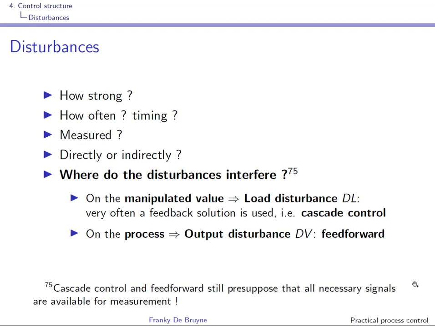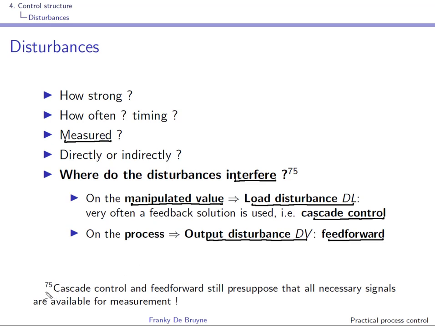Well, for the disturbances, there are several questions that we can ask, but the 2 most important ones are these: are the disturbances measured, right, directly or indirectly, but most importantly, where do the disturbances interfere with the process? If it is on the manipulated value, on the input of the system, then you know that this is a load disturbance, right? And then feedback can be used to reject the disturbance, and this will lead to a cascaded control solution. If the disturbances are acting on the output of the process, we speak of an output disturbance dV, then feedforward can be used to reject the disturbance.